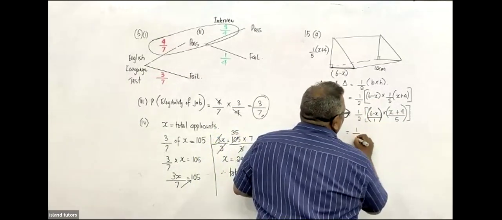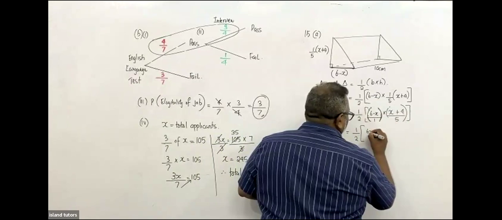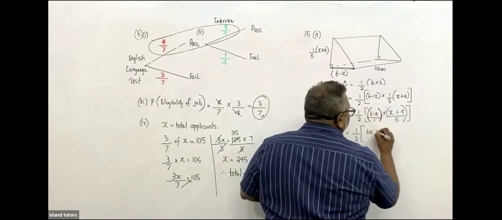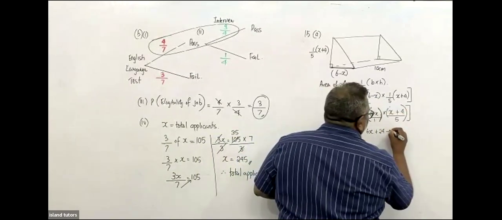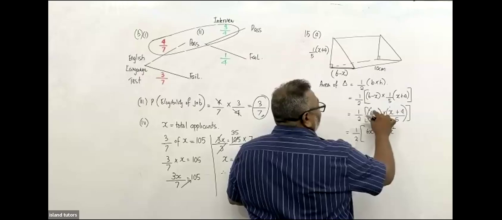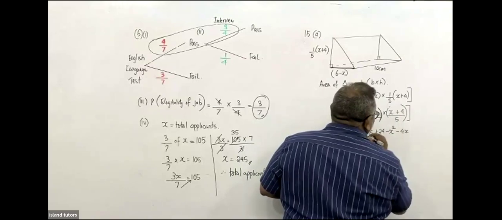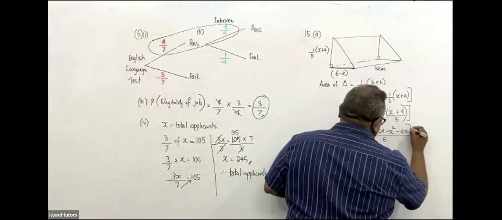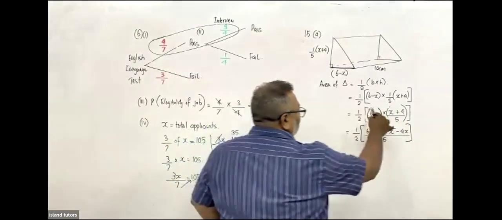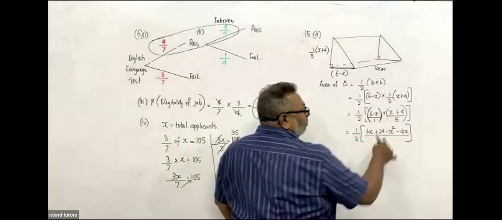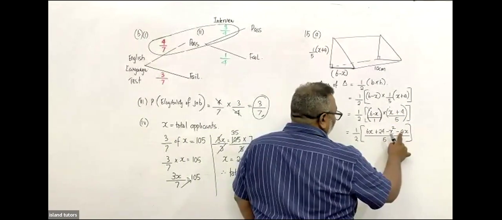So 1 over 2. 6 into x is 6x. 6 into 4 is plus 24. Minus x into minus x is minus x squared. Minus x into plus 4 is minus 4x over 5. Please be very, very careful. See, instead of putting a plus here, I almost confused the question. Right, so now 6x minus 4x is 2x.